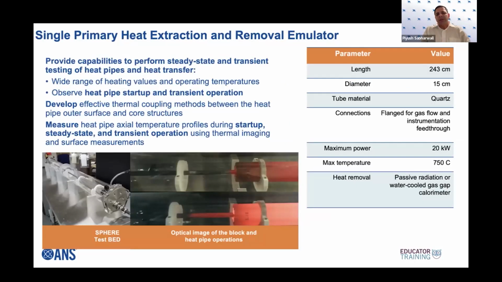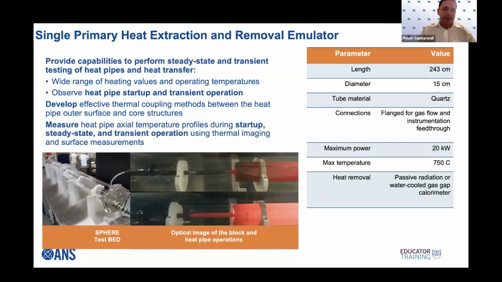So as I talked about the sphere, which is the single primary heat extraction removal emulator, right? Now, heat pipe have been used from, in fact, let's say 2-3 decades already. We understand its functioning, okay? But the challenge is there are still some gaps, right? Because we want to understand not just steady state behavior, but also transient. So when I say transient, what I mean is when things change, right? When things change with respect to time. So I want to understand from startup to shutdown, right?